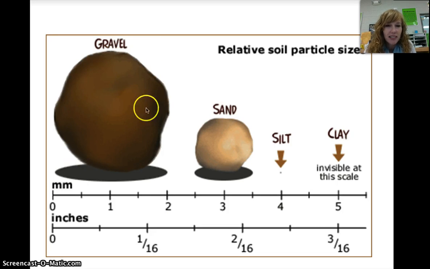So pretty tiny. Sand, even though it looks big, we know that a particle of sand is not very big at all. Silt, tiny, like I said earlier, very tiny compared to a grain of sand and a piece of gravel. And then we have clay, which you can't even see at this scale. It's not big enough to even fit on this scale. So very tiny pieces, gravel being the largest.